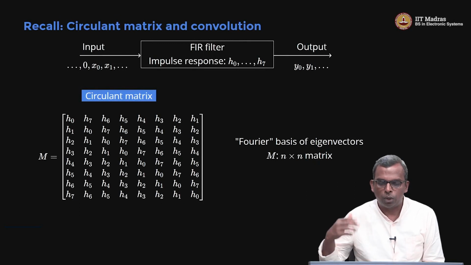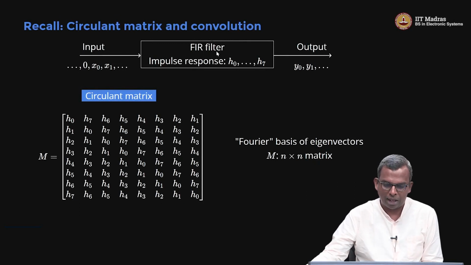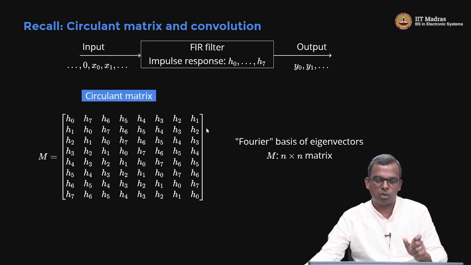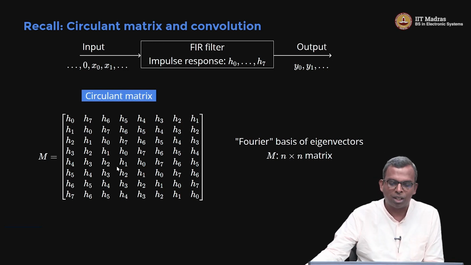So you may remember that there was this FIR filter with a certain impulse response, H0 to H7 for instance. If you have an input and an output, this circulant matrix models the convolution that happens here and gives you the output. The input is a vector, we can multiply by this circulant matrix, of course with some zeros to make sure things work out, so that the convolution becomes modeled as circulant matrix multiplication.